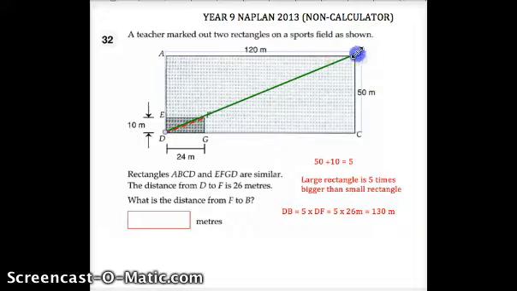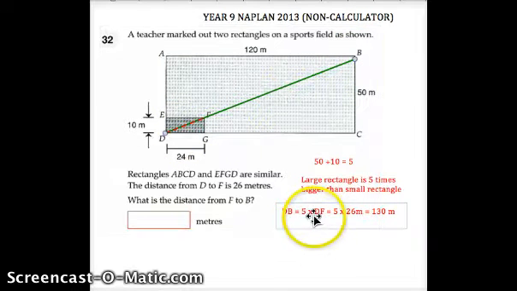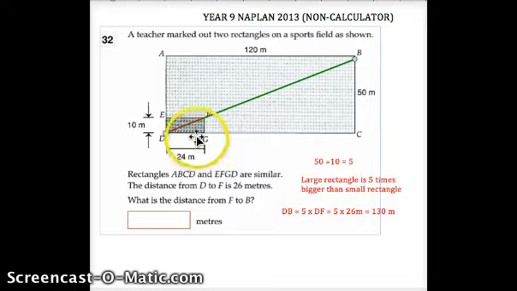So DB is 5 times larger than DF. So DB is 5 times DF, which is 5 times 26. Now 5 times 20 is 100 and 5 times 6 is 30. So that's 130 meters. Now in the question we're looking for the distance of FB.